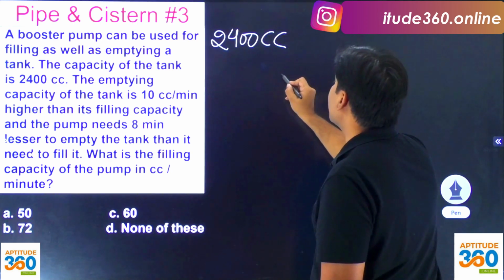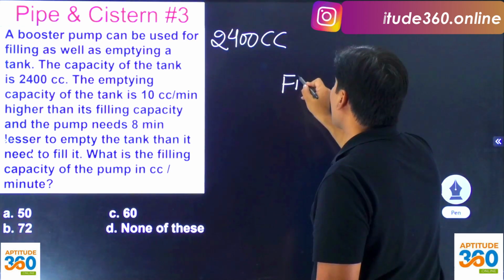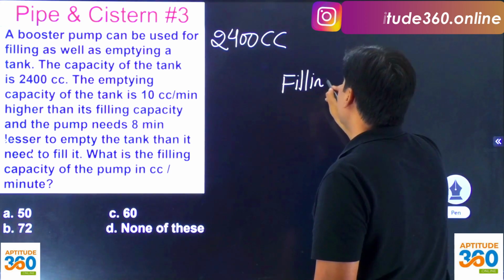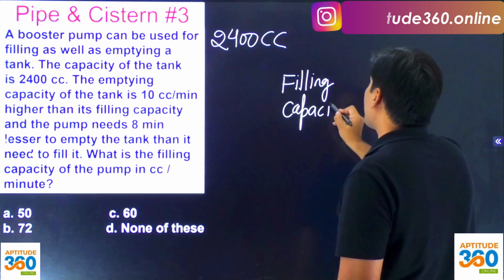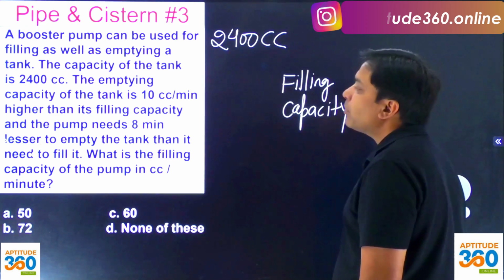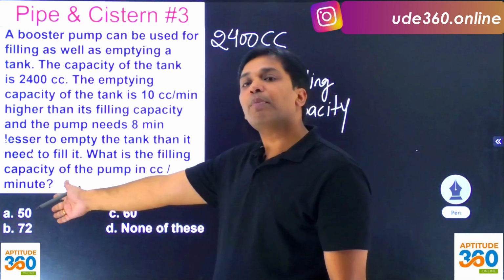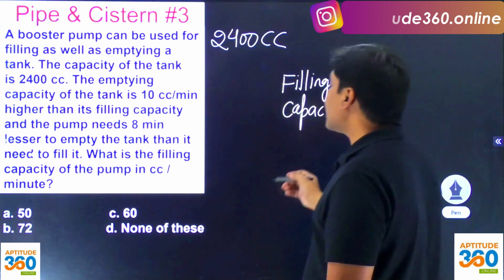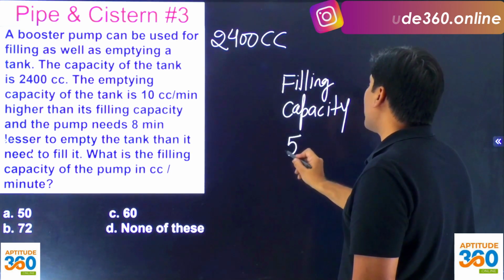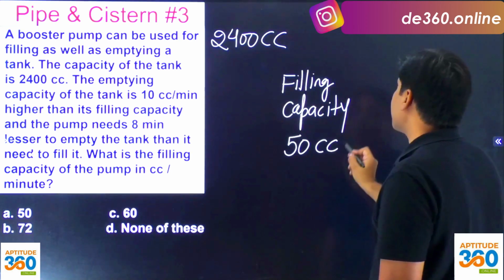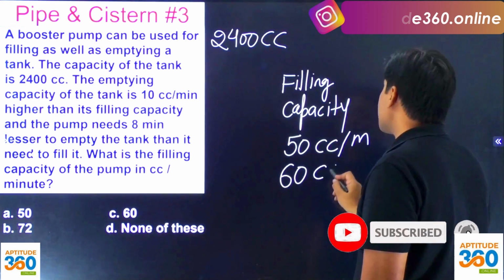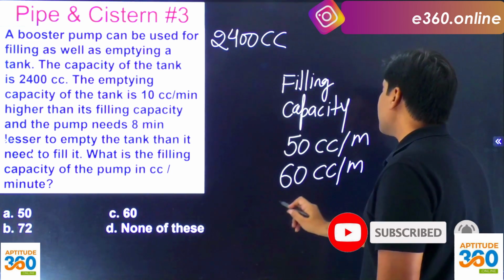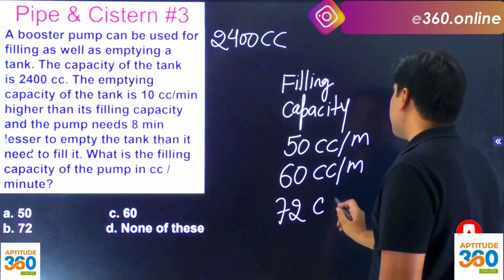आप सिंप्लीफाई कर सकते हो इस प्रॉब्लम को बाय डूइंग दिस. आप ये देख लो कि आपको दी है फिलिंग कैपेसिटी. अगर आपने प्रॉब्लम लगाने की कोशिश करी तो ढेर सारे वेरिएबल आएंगे. मैं कह रहा हूं 3 ऑप्शन है, इनको प्लग इन करके देख लेते हैं. फिलिंग कैपेसिटी एज पर ऑप्शन नंबर 1 इज 50 cc पर मिनट, यही है ना. एंड द सेकंड ऑप्शन इज 60 cc पर मिनट एंड द थर्ड ऑप्शन इज 72 cc per minute.